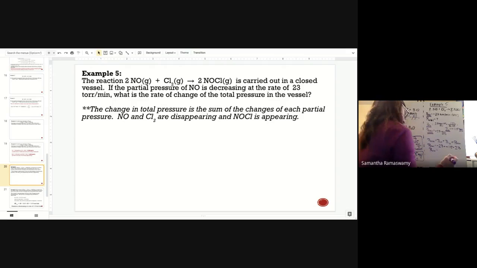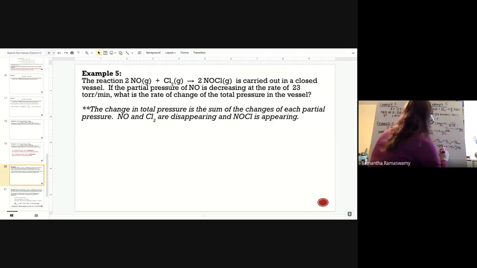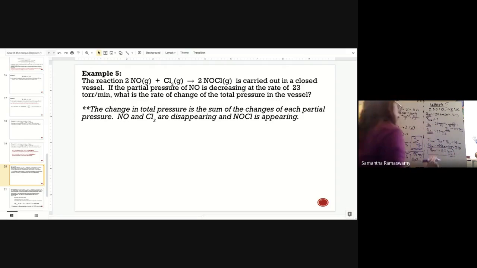So I just don't have a calculator. So negative 23 plus 23 is 0, which leaves me with negative 11.5 torr per minute. So the total pressure in the container is decreasing by 11.5 torr per minute.